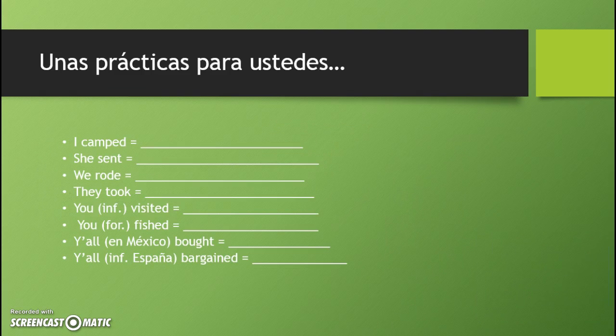Unas prácticas para terminar. Here I have some sentences in English that I'd like you to use your new vocabulary verbs, those AR verbs, to help apply this concept. So if you could pause the video and try out these examples. I camped, she sent, we rode, they took, the informal you, the tú form of you visited, the formal you of you fished, y'all bought something in Mexico. So remember the y'all form in Mexico, Central America. We're going to use the ustedes there. And then the last example, we'll try a vosotros form, that informal Spain, for you bargained. So again, these are from our vocab list, some new AR verbs. Pause the video and try those out.